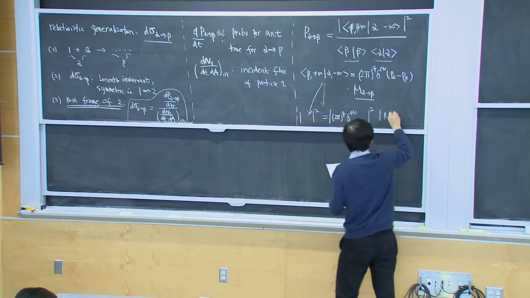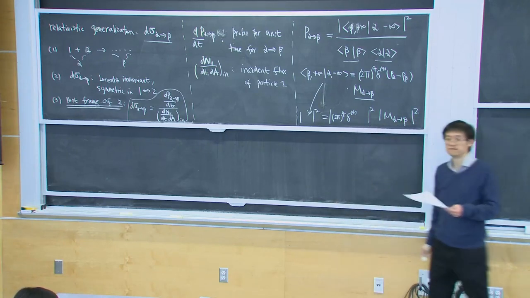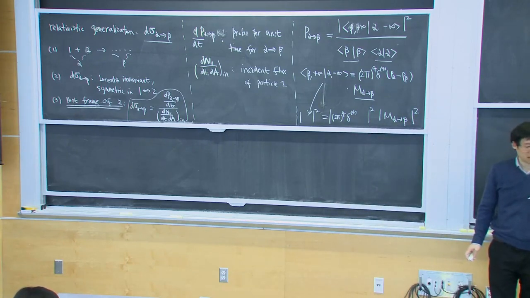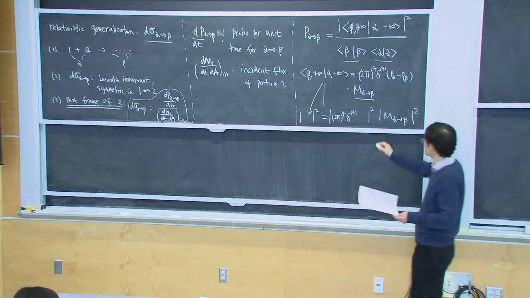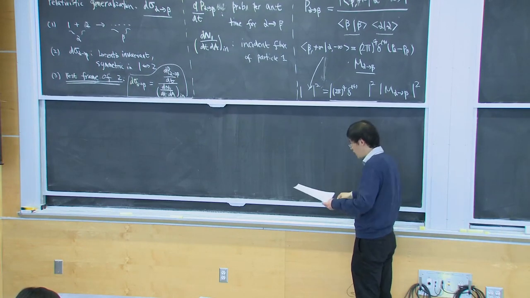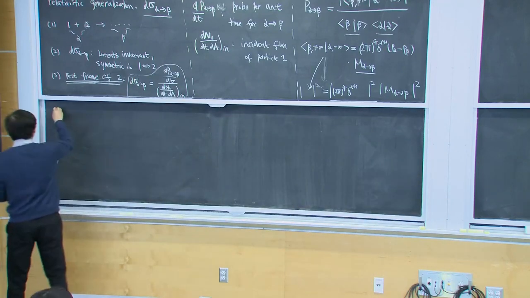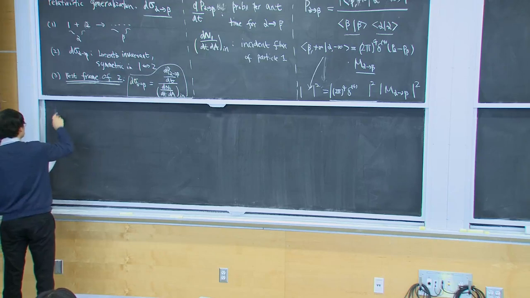And then we have f alpha, m alpha beta square. Okay. And now let's look at the delta function square. So the delta function square, we have two pieces.